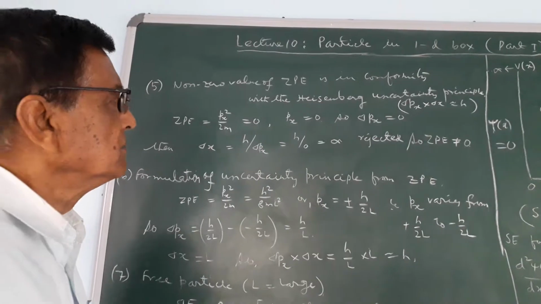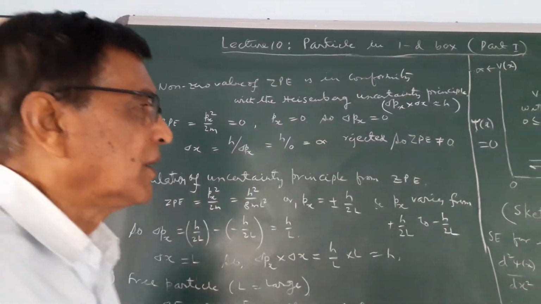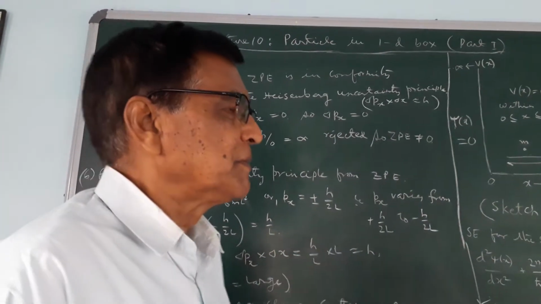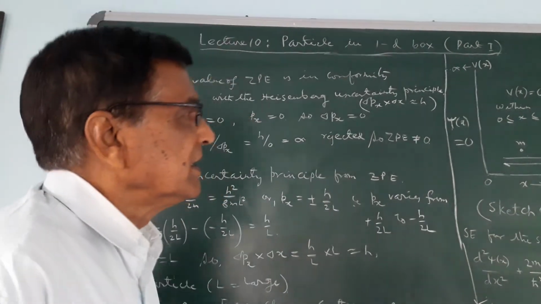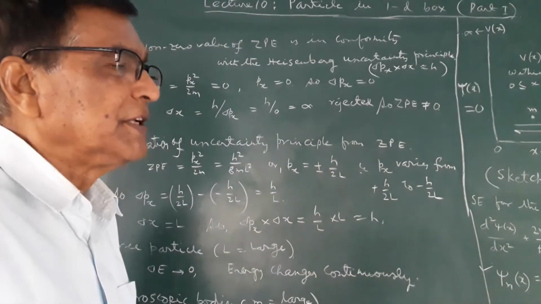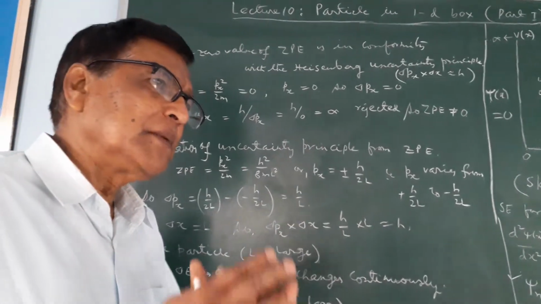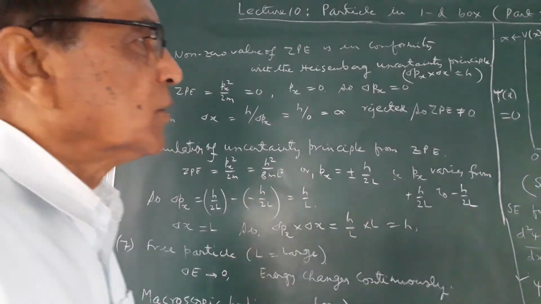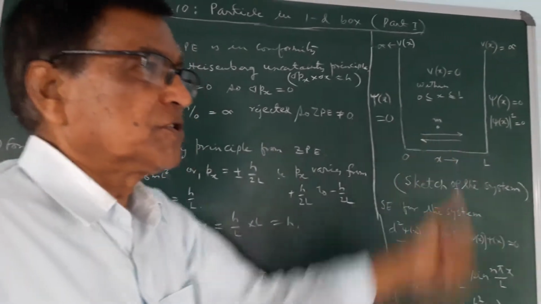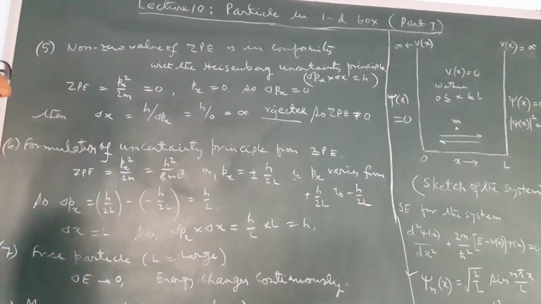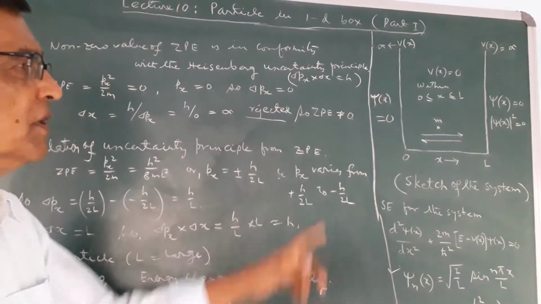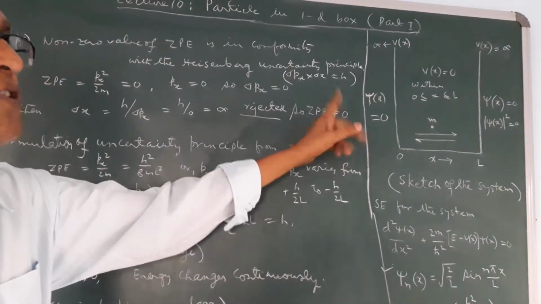It means the error in determining the position of this particle within the box is infinity, but that is not possible. This particle must be found within this box, so this one is rejected. So the zero point energy will have a certain value and it will not be equal to 0.